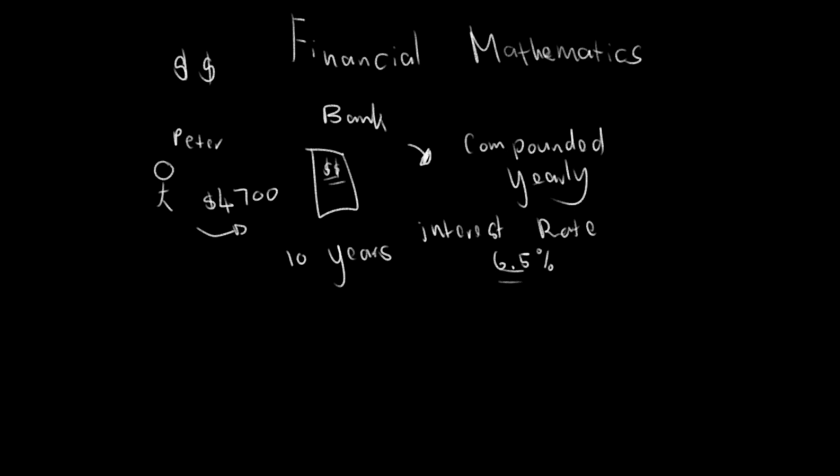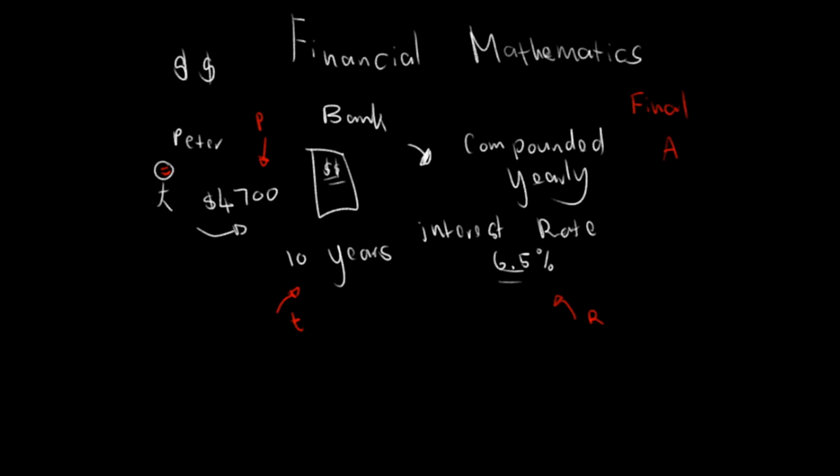So let's add some notations to these values. So 10 years would be considered T. Interest rate would be considered R. The money Peter has at first would be considered P. And then the final amount the bank gives him, so let's add here final, would be considered A, capital A.